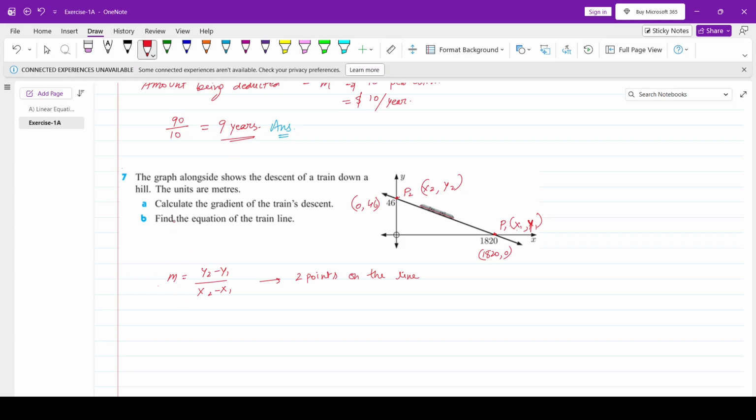I want you to calculate this. Find the equation of the train line. We have also done this many times. You can do it. I'll move on to the next question because all the questions require the same kind of computations.